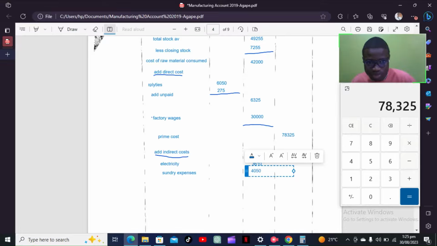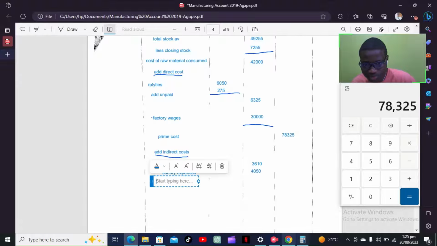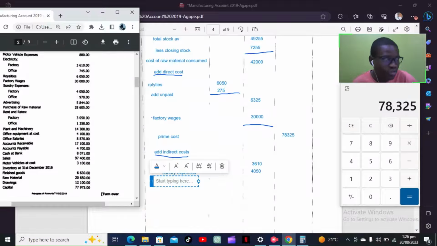4,050 kwacha. Then we're going to proceed looking for more factory overhead, and the other name for this one is actually factory overheads. So if you see factory overheads, don't be confused. It's one and the same thing. Indirect cost and factory overheads are just the same.